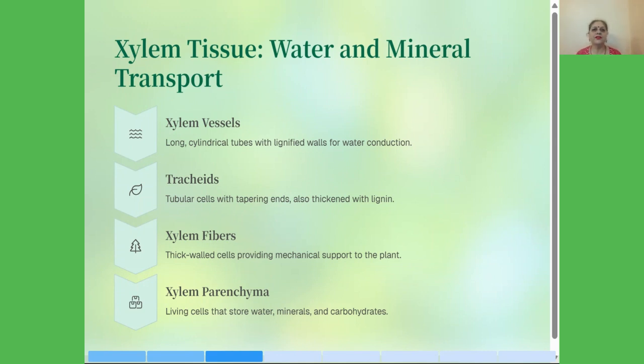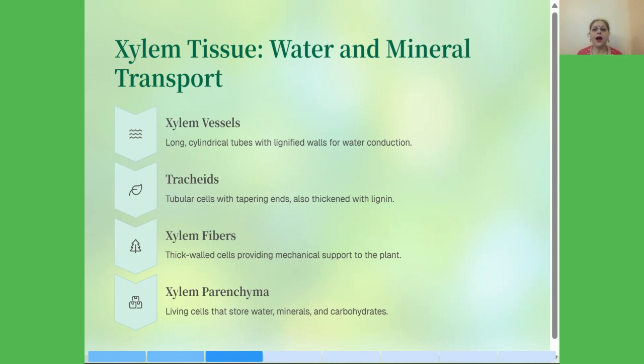The main components of the xylem are xylem vessels, tracheids, xylem fibers, and xylem parenchyma. Tracheids are tubular cells with tapering ends, also thickened with lignin, that help transport water. Xylem vessels are long, cylindrical tubes with lignified walls that conduct water. Xylem fibers provide mechanical support and structure to the plant.